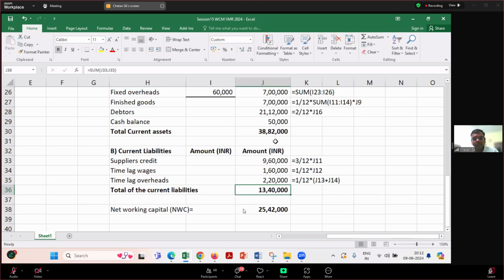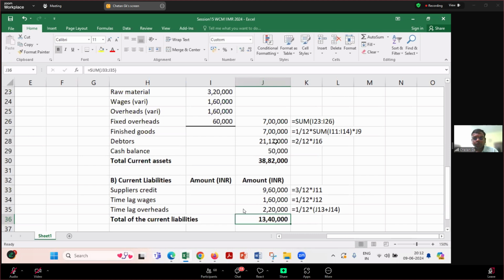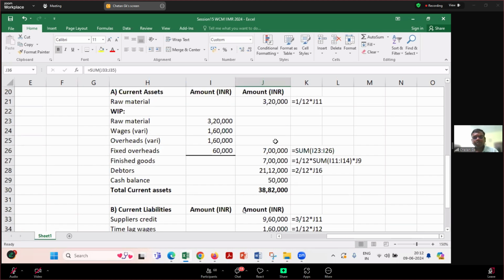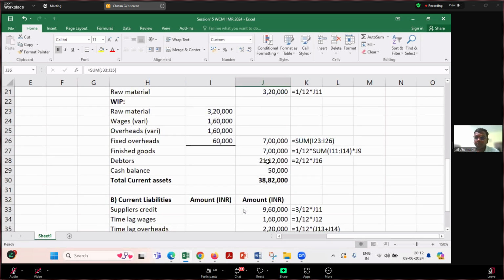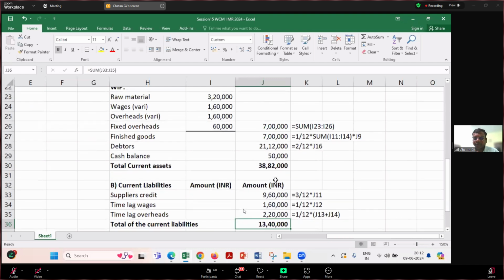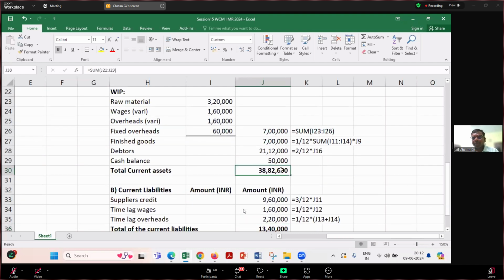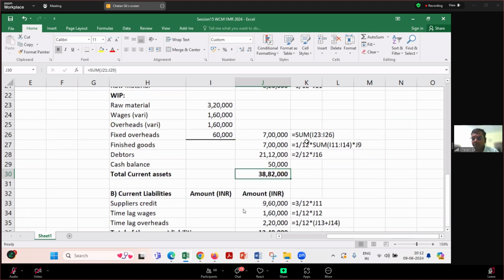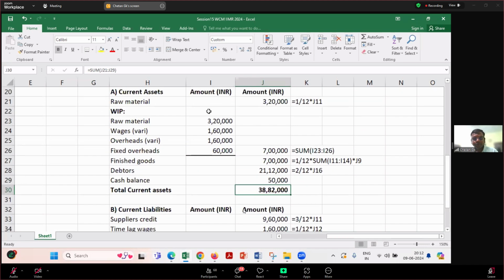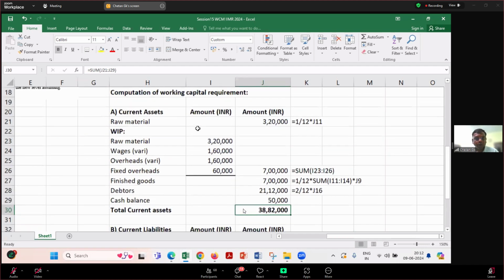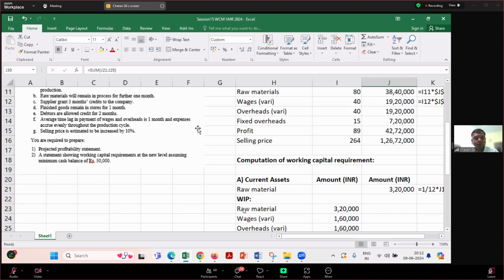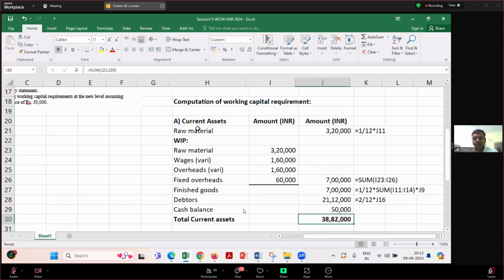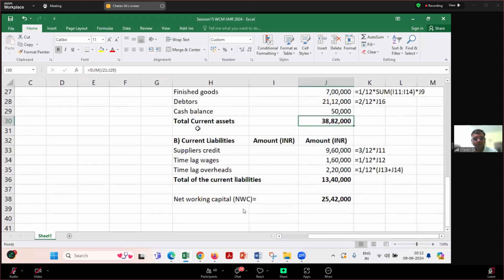So through this problem, what you'll understand is how much I should be keeping in the current assets. As a finance manager, you'll have the information that 38 lakhs and 82,000 of current assets you should maintain to run your show. That is the outcome of this. Any doubts here, class? Simple one it is.